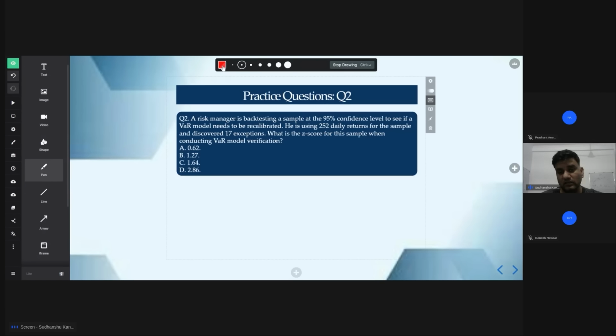In the next question, a risk manager is back testing a sample at the 95% confidence level, to see if a VaR model needs to be recalibrated. He is using 252 daily returns for the sample and discovered 17 exceptions. What is the Z score for the sample when conducting your VaR model verification? Again, the formula is the same: Z is equal to X minus pT, under root p(1 minus p) into T.